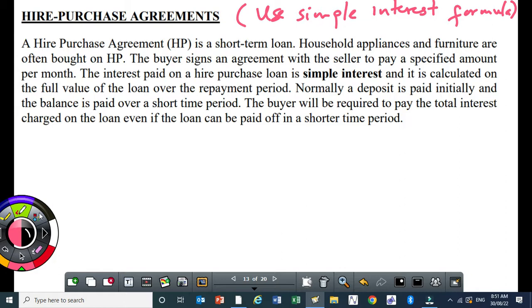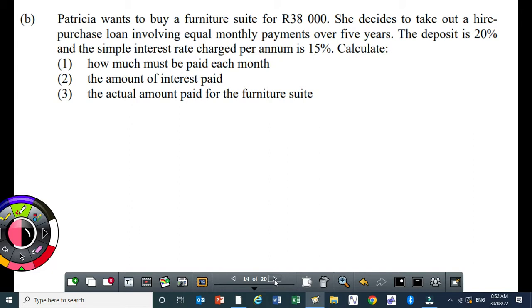Okay. So all hire purchase questions involve simple interest. Never use the compound interest formula for hire purchases, unless maybe specified, but sometimes it won't be specified. You are expected to know that hire purchase problems involve simple interest.